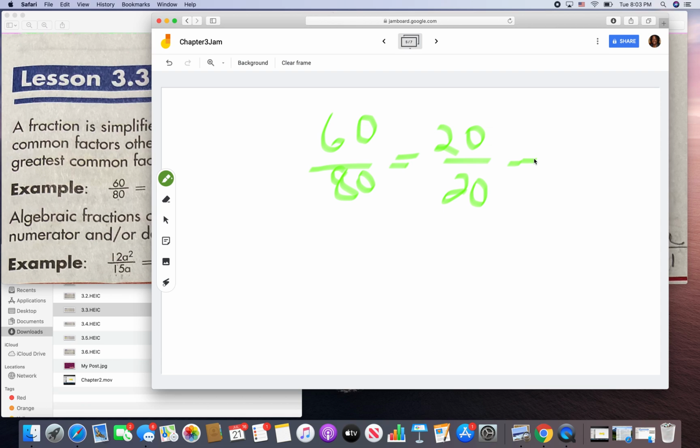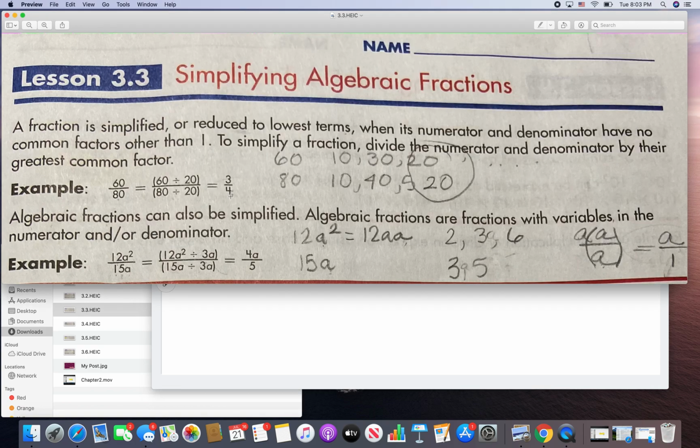And what do we get? 3 over 4. This is multiplied. So 3 times 20 is 60. 4 times 20 is 80. This is factored in its lowest term. And that's what they did here.